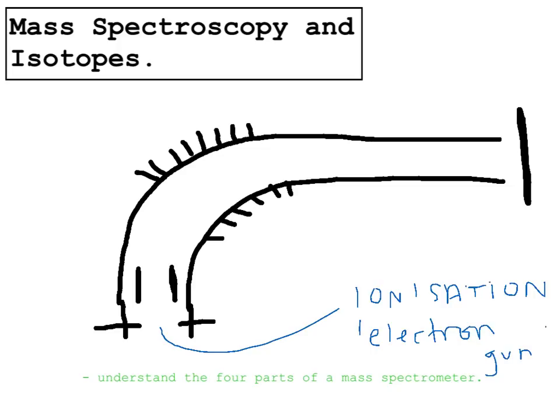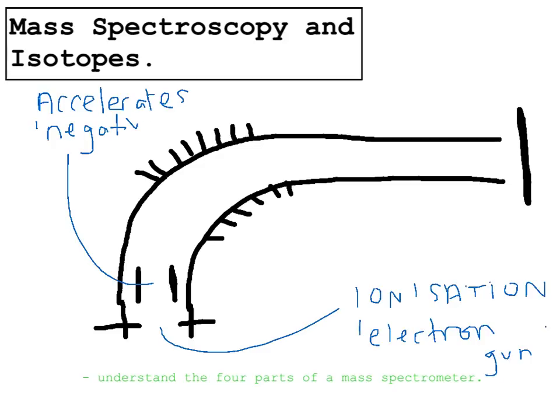The next part is acceleration. So there's a bit of the mass spectrometer that accelerates the ions to a speed, and this is done with negatively charged plates. So if an electron has been knocked off the sample at ionisation, it will now be positively charged, so it will be dragged towards the negatively charged plates and slingshotted through it, if you like.